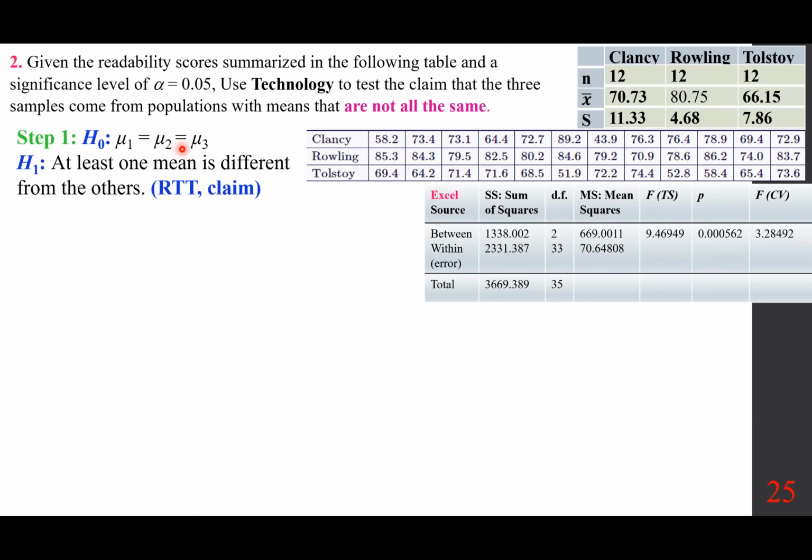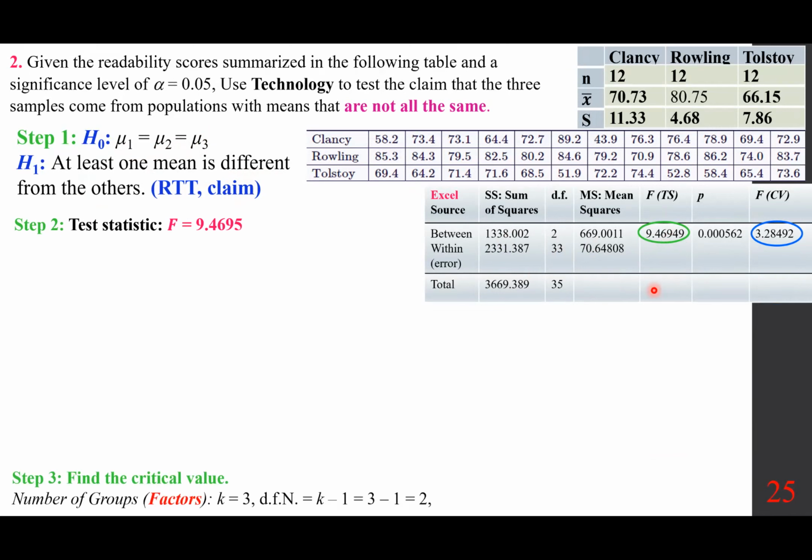H0: mu sub 1 equals mu sub 2 equals mu sub 3. Why? There are only 3 different writers. H1: at least one mean is different from the others, right tail test, or the claim. And look at the test statistic. So we write the test statistic from the table.